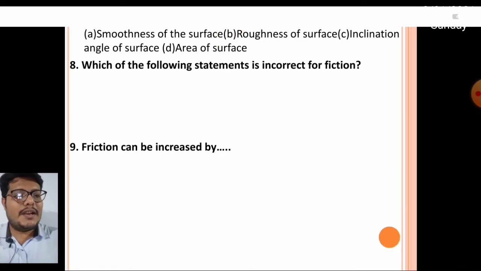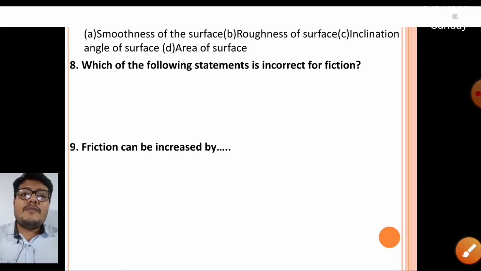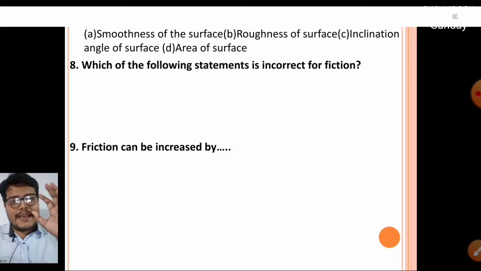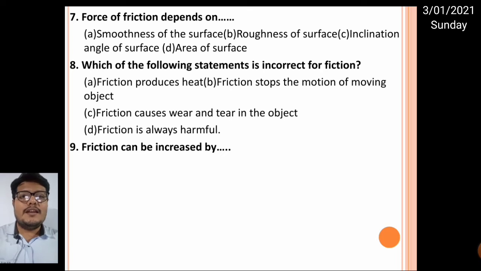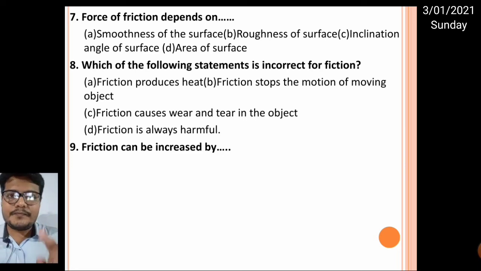Okay, now let's see number 8 here. Which of the following statements is incorrect for friction? Now you have to keep in your mind incorrect, right? So we just have to take out the statements which are correct. Okay, let's read the statements. First one, friction produces heat. Is it correct? Yes, for example, when we rub hands, friction produces heat. So option A is correct, but here we are finding the incorrect one, so A cannot be our answer.